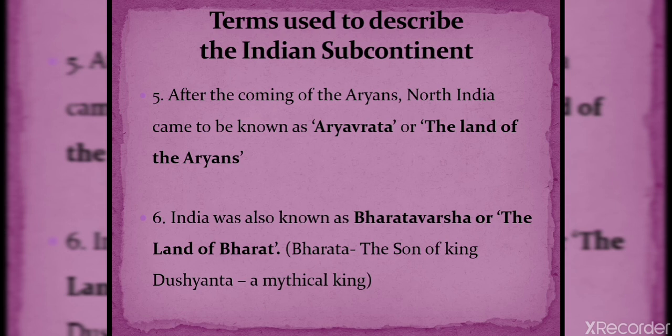Now, point number 6, India was also known as Bharatvarsh, or the land of Bharat, the land where the descendants of Bharat live. Children, who was Bharat? He was the son of King Dushyant. He is considered a mythical king. It is believed that King Dushyanta ruled over the whole of the Indian subcontinent.